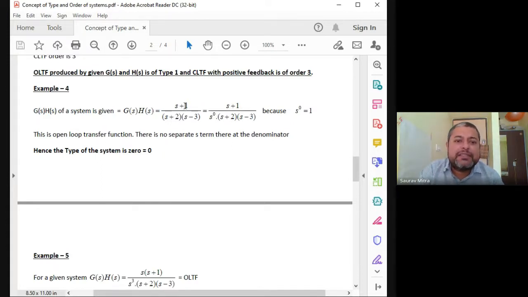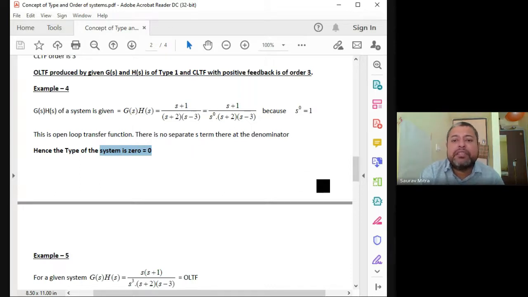So in this case, this is the open loop transfer function G(s)H(s), that is (s plus 1) by (s plus 2) into (s minus 3). There is no separate s term in the denominator. That means I can substitute that as s raised to 0. This system has type of the system as s raised to 0 equal to 1. So the type of the system is equal to 0 because there is no s existing at the origin when you are finding G(s)H(s).